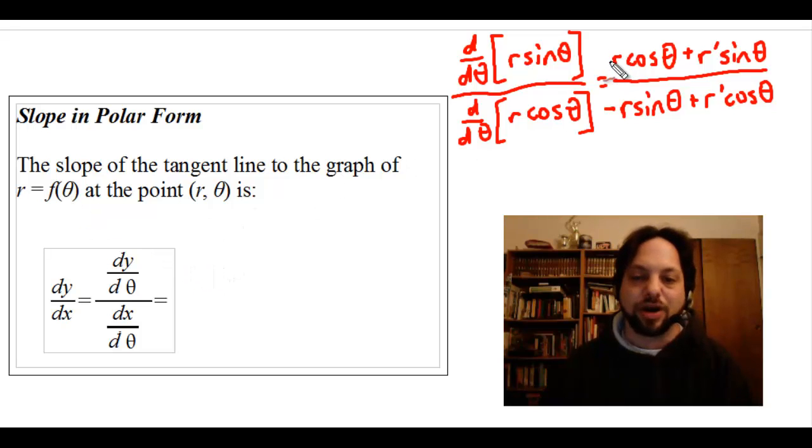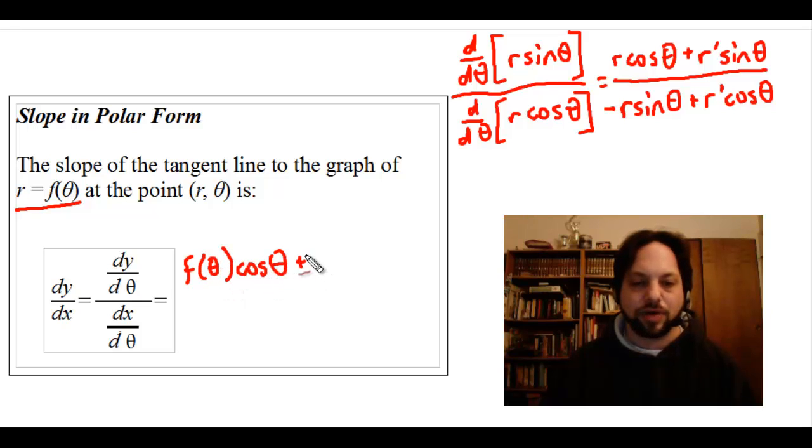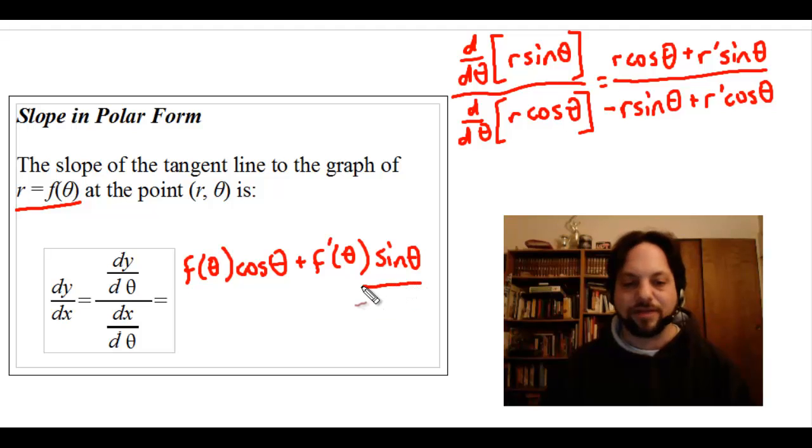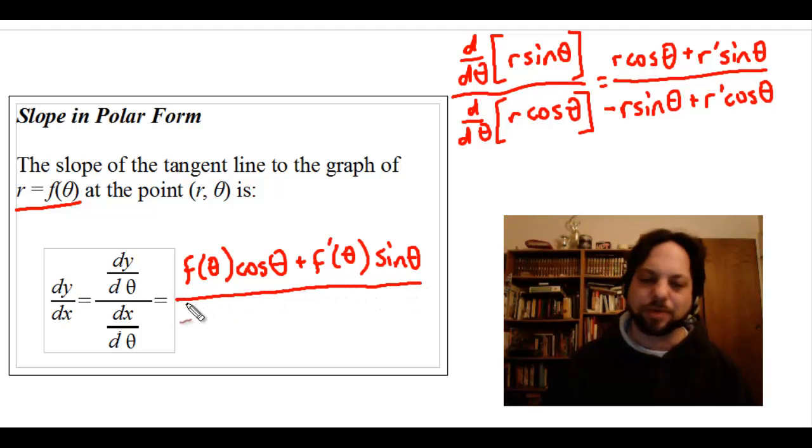I'm going to replace all my r's with f of thetas as per this definition right here. And watch what's going to happen. I'll have f of theta cosine theta, and then I will have f prime of theta sine theta. Again, I'm going to tell you right now, I have never memorized this, although I probably should.